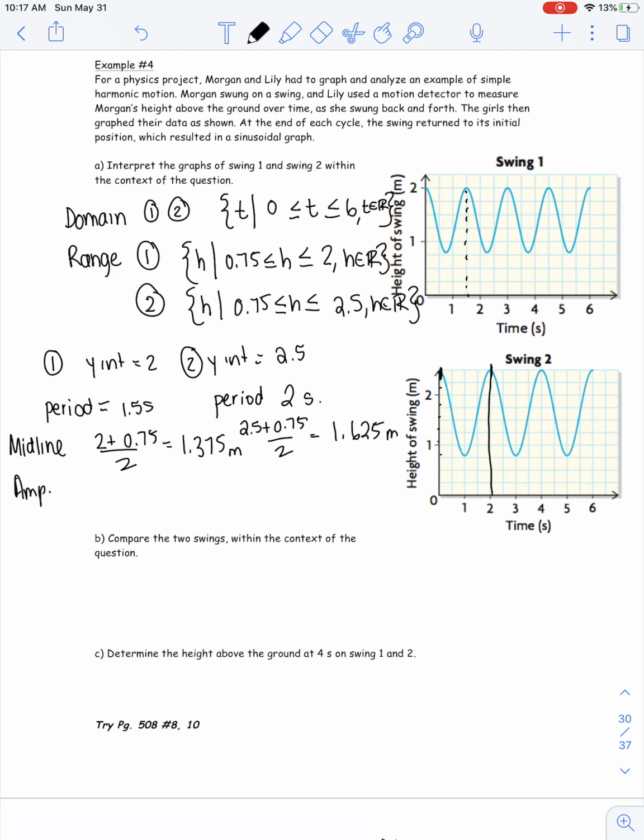Then we have our amplitude, which represents the radius of this situation, if we're talking about the circle. So remember, your amplitude is found by taking your max minus min divided by 2. So for the first graph, you should get 0.625. So that's just taking 2, subtract 0.75, dividing by 2. And then for graph number 2, or swing number 2, you should find that the amplitude is 0.875.